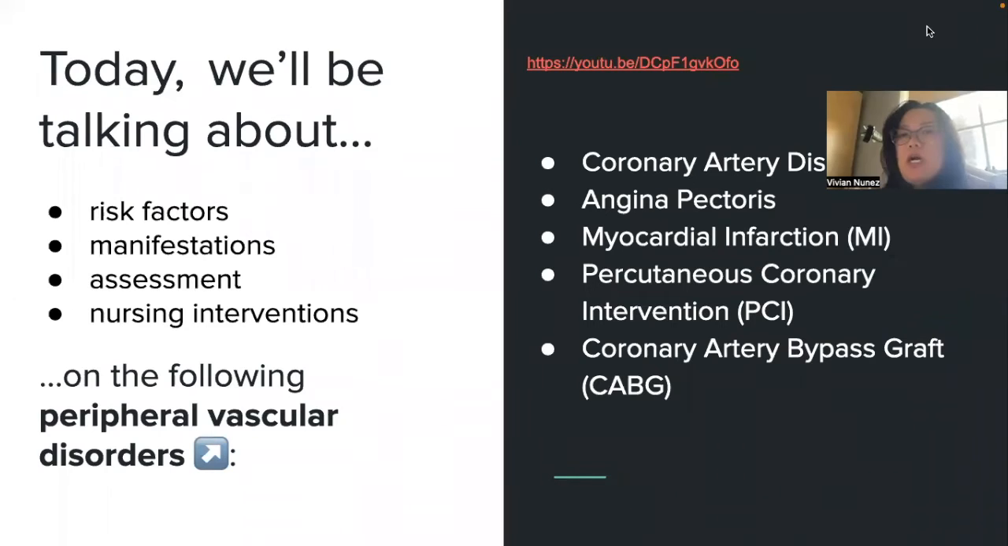So today we'll be talking about a number of things that will include risk factors, manifestations, assessment, nursing interventions, and some possible surgical complications that might occur, if applicable, on the following peripheral vascular disorders and procedures. They will include coronary artery disease, angina pectoris, myocardial infarction, percutaneous coronary intervention, and coronary artery bypass graft.